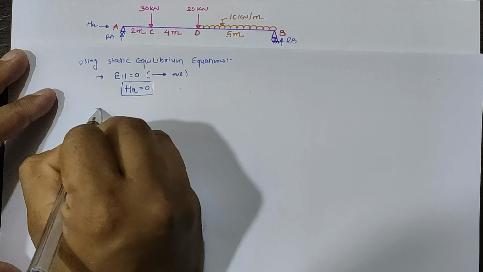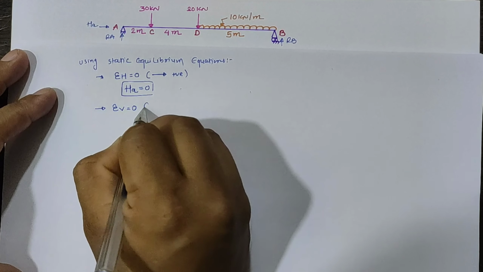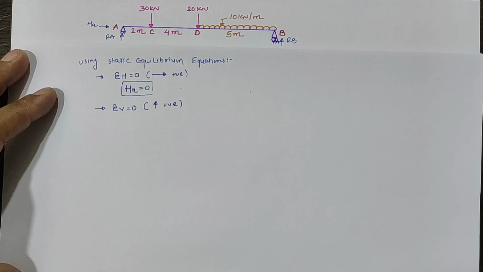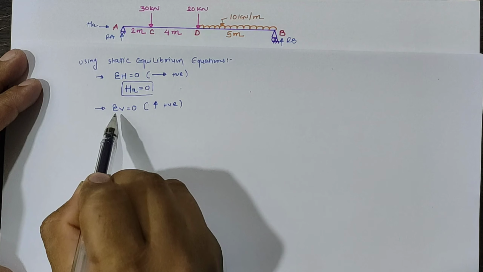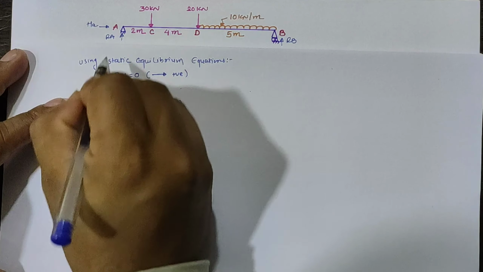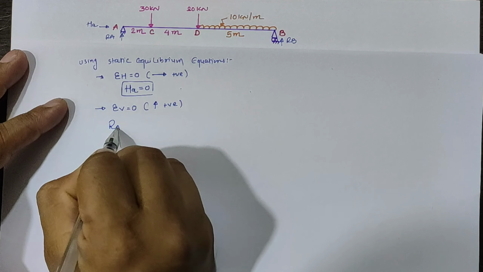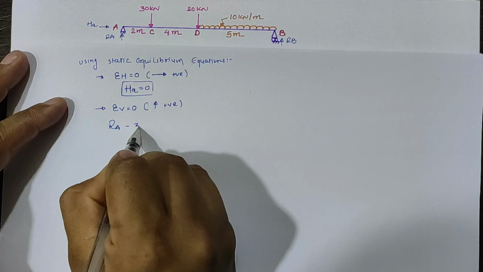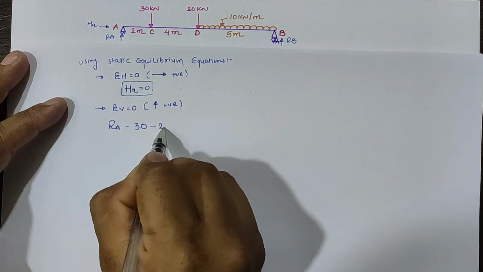Now taking the second equilibrium equation as sigma V equal to 0, where vertical upward force is treated as positive and downward force as negative, sigma V indicates that the algebraic summation of all the vertical forces is 0. So going from left to right, first vertical upward load is RA, or reaction at A. So RA is positive in the upward direction, 30 kilonewton is down, so minus 30. Similarly, 20 kilonewton load is in the downward direction, so minus 20.